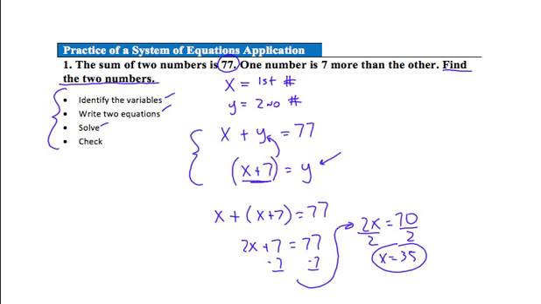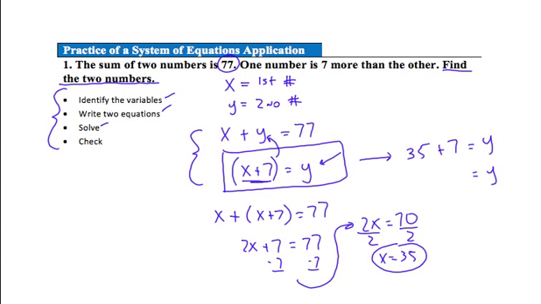All right, we've got one of our variables. We see that x is 35. Let's go ahead now and plug that back into this equation right here, where y was isolated. We'd say then that x, which was 35, plus 7 equals y. So then we see that y was equal to 42. Okay, now let's go ahead and answer the question.